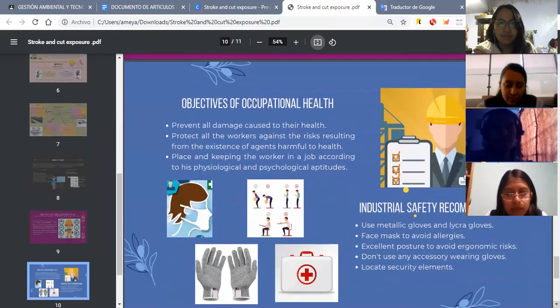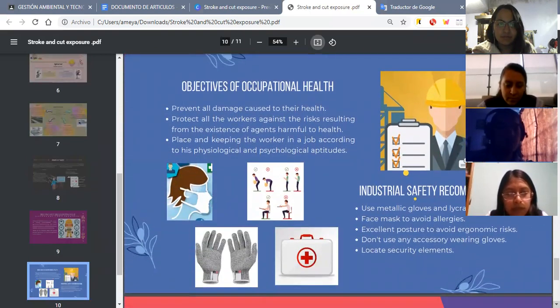The objectives of occupational health are to promote and maintain the highest degree of physical, mental, and social well-being of workers in all professions, prevent all damage caused to their health by working conditions, protect all workers in their employment against the risk resulting from the existence of agents harmful to health, and place and keep the worker in a job according to his physiological and psychological aptitudes.